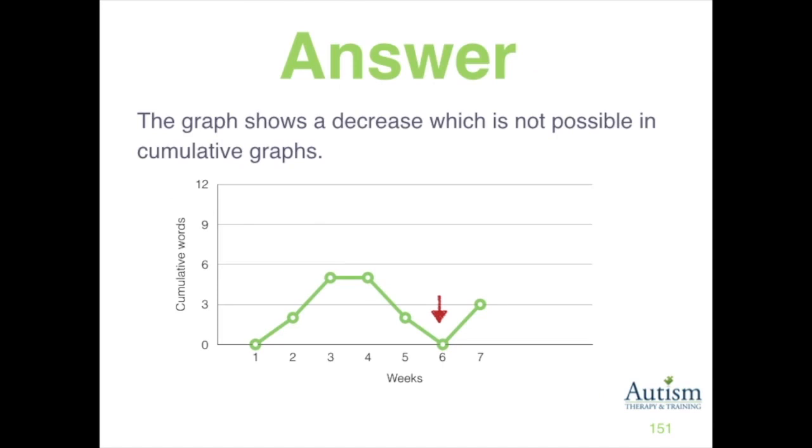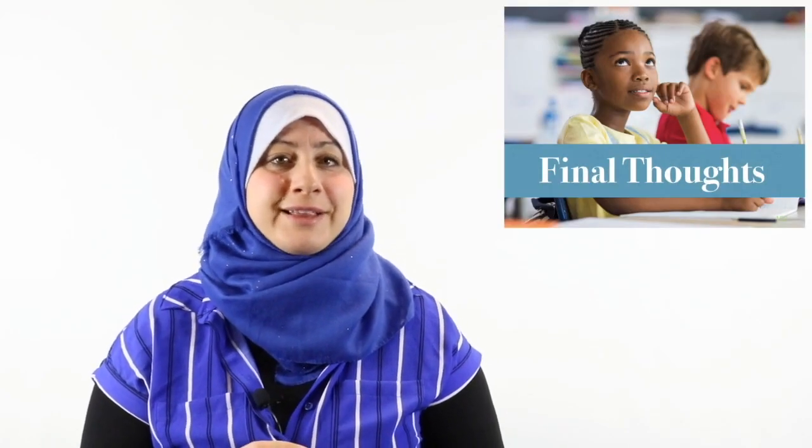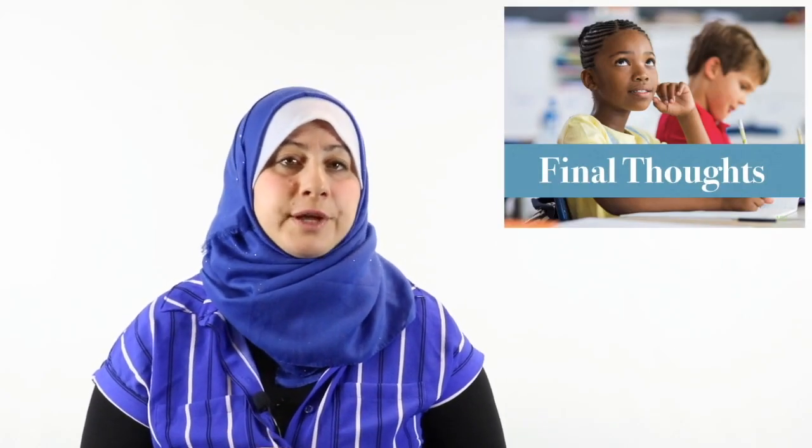The graph shows a decrease, which is not possible in cumulative graphs. If you got this one right, give yourself a high five. Way to go. So we have come to the end of our graphing class. We covered a lot of valuable information, which will help us in practice.